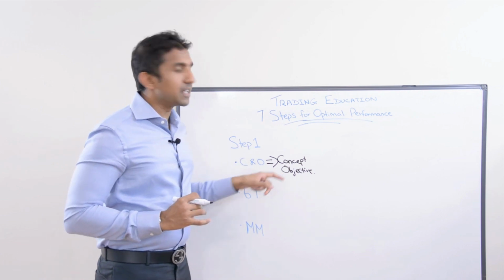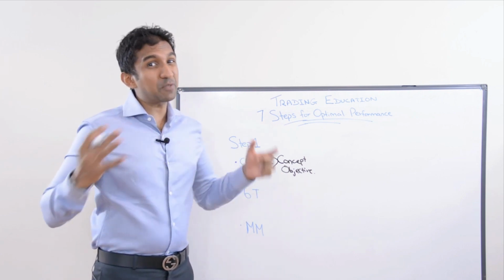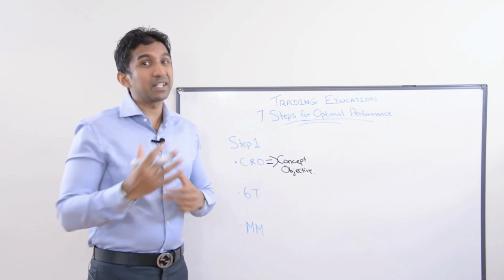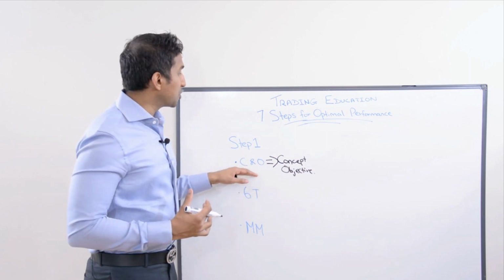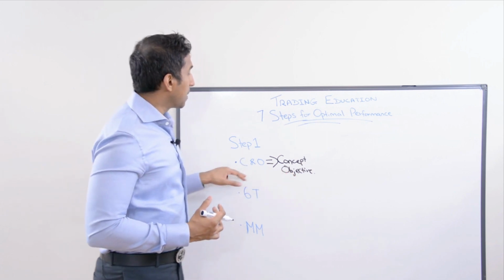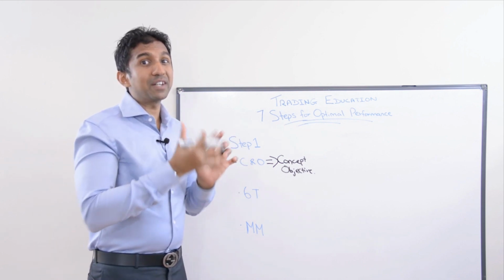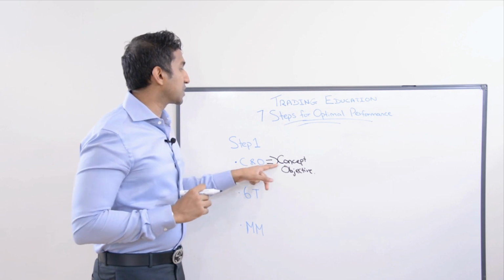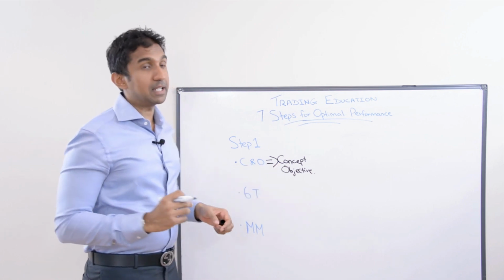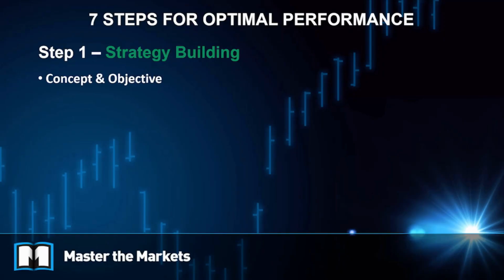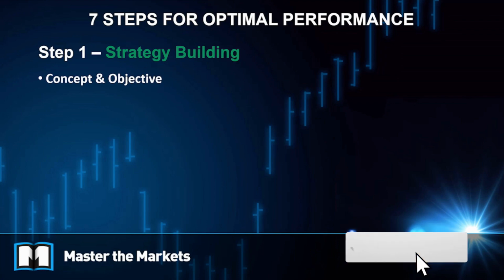And the funny thing is, most traders that we have seen, over 20,000 people that we have talked to all over the world and coached and mentored, is that most people even fail at this first part of step 1, which is even deciding and deciphering or even understanding what this concept and objective really mean. This is so critical for step 1 of strategy building of your model.